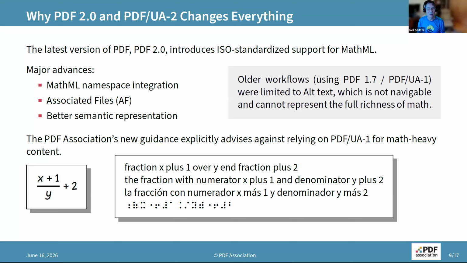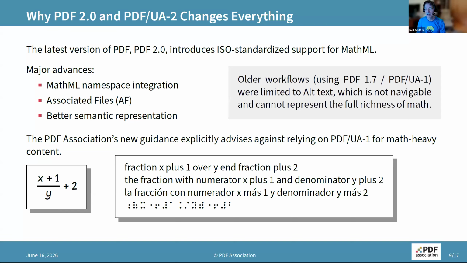In the older PDF 1.7, you were stuck with alt text officially, and we've already talked about why that's a bad idea. The new guidance says explicitly, if you have a lot of math, you really need to be using MathML.